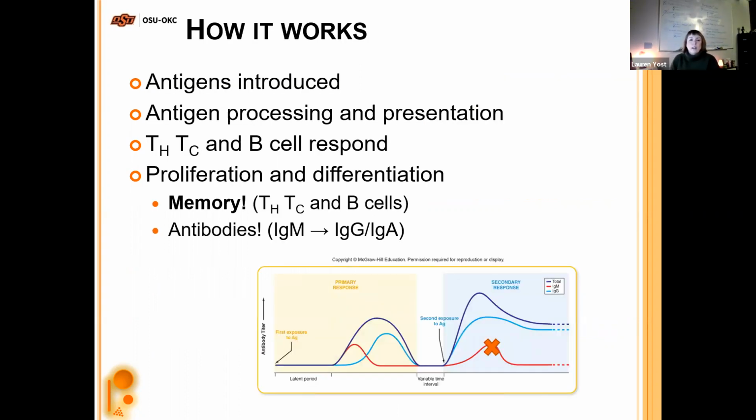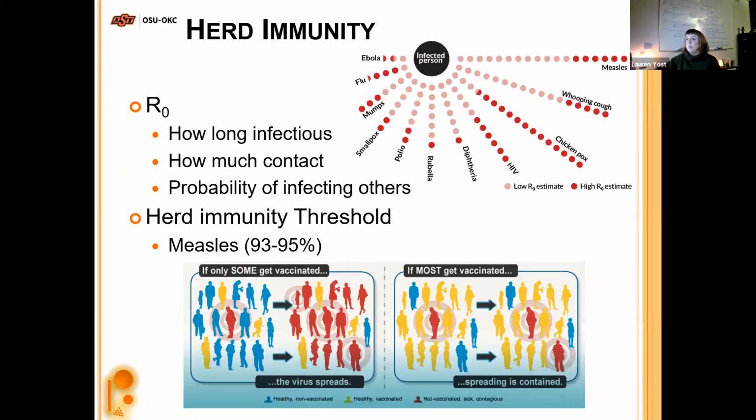So we introduce our antigens by whatever means we just said. Our body will process it and present it. We will have our T helper, cytotoxic T cells and B cells respond, proliferate, and then differentiate into memory, which is what we're really going for with vaccines. And then we have all these antibodies produced. Normally that would clear an infection. We don't need to clear an infection in this case. We're just trying to trigger development of memory. Infections sometimes can elicit a stronger response than a vaccine, and sometimes vaccines can elicit a stronger response than infection. It just depends on what we're talking about.